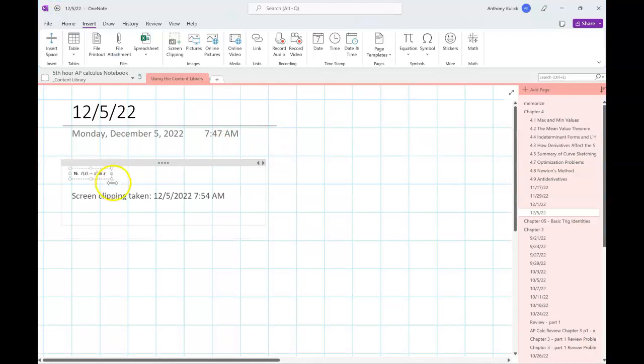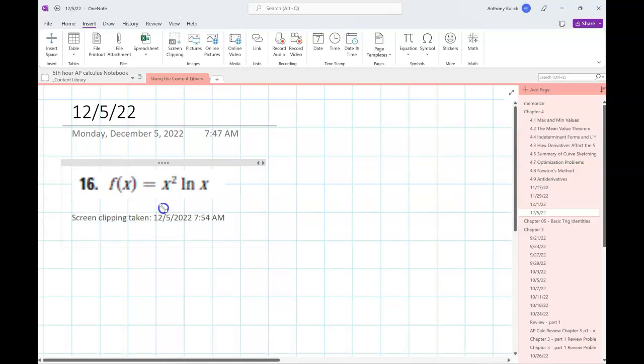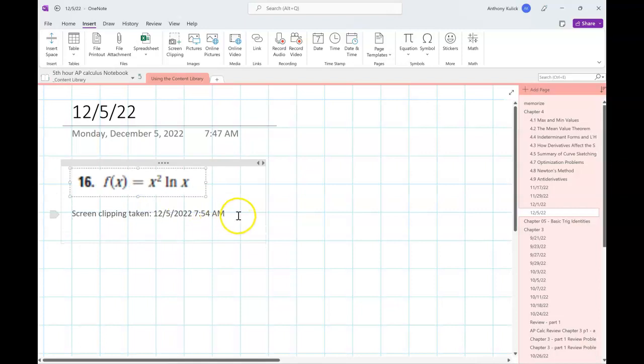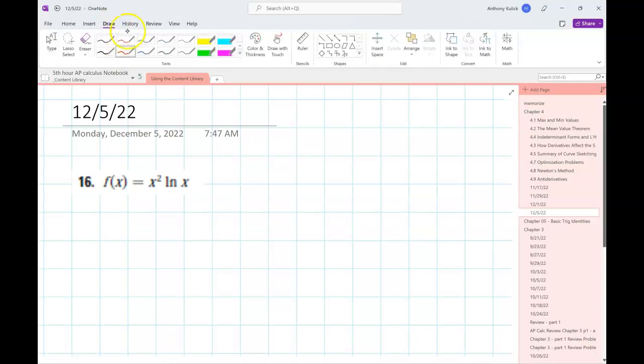So this question asks you to do several things. It wants you to find the intervals in which it's increasing and decreasing, then any local maxes or mins, and then the intervals of concavity and the inflection points. So you have several things to do here.